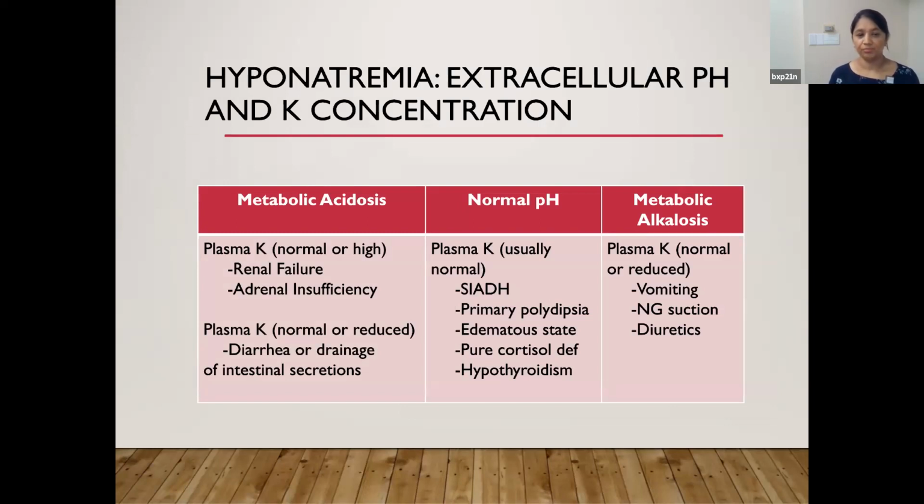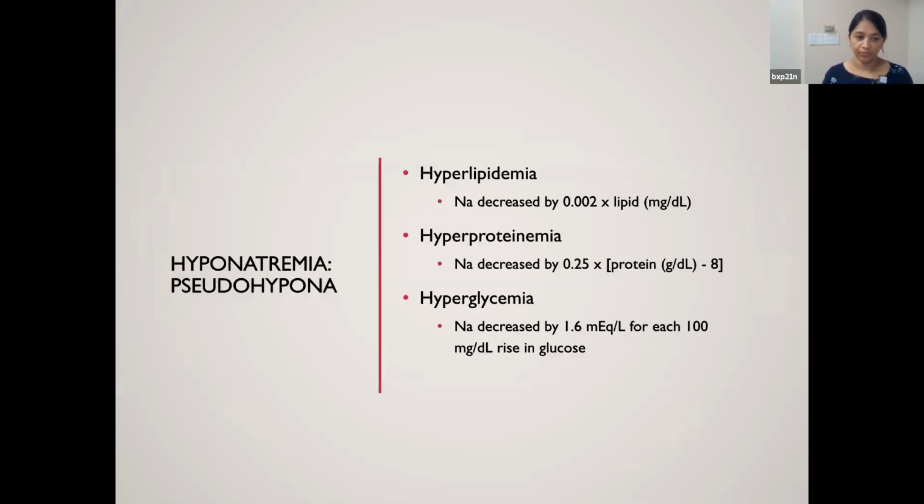The patient might be in renal failure, or they could be adrenal insufficient, or they have lots of diarrhea or intestinal secretions. Or their potassium could be normal, especially in SIADH, primary polydipsia, or they're edematous because of heart failure or nephrotic syndrome, or pure cortisol deficiency or hypothyroidism. And you can have metabolic alkalosis if you're vomiting, or somebody's on NG suction, or they were overusing or abusing diuretics.